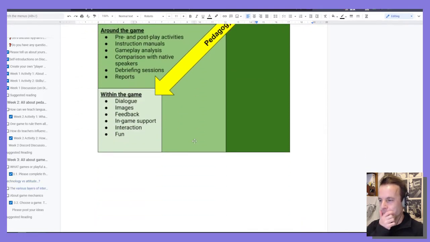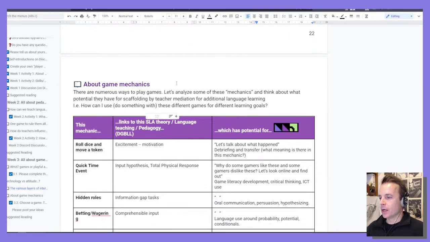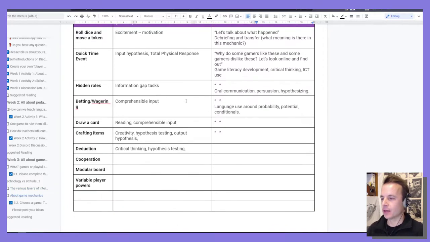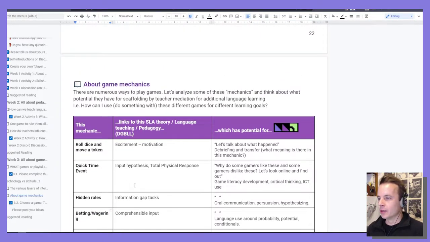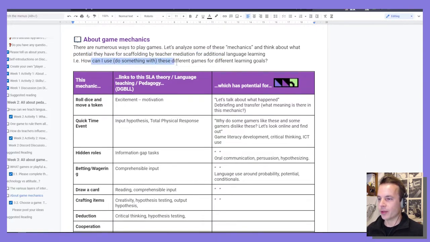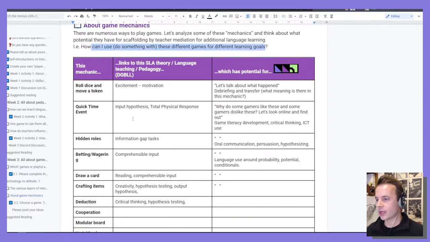All right. So what is this all about? Mechanics. This is the next section that we're going to fill in. We've looked at games or playful, ludic activities themselves. We're going to look at specific mechanics within games now and think about what potential they have for teacher scaffolding and how that can link to language learning. So how can I do something with these different games for different learning goals? And we have some examples here.